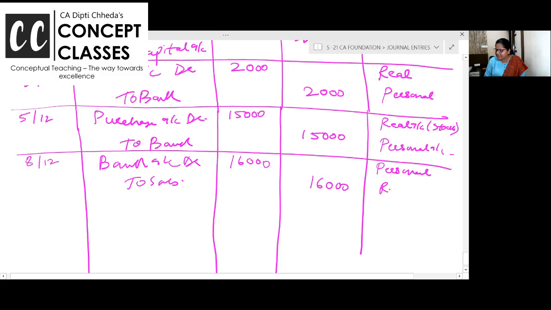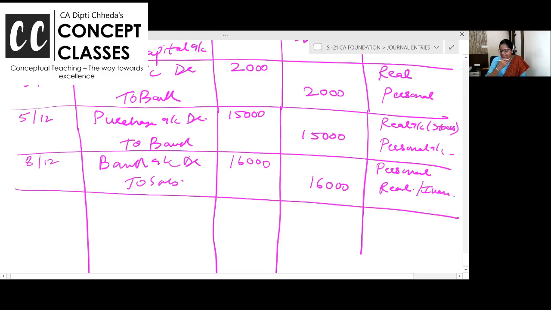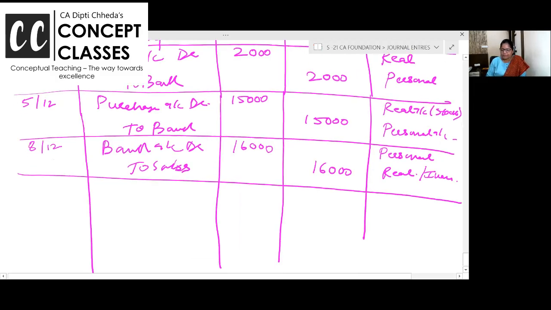Sales is taken as a real account related to stock, or you can take it as income. So credit all incomes including sales, discount received and all. Sales. Or if you take it as real, in sales the stock is going out. So credit. ठीक है? Bank account debit to sales.